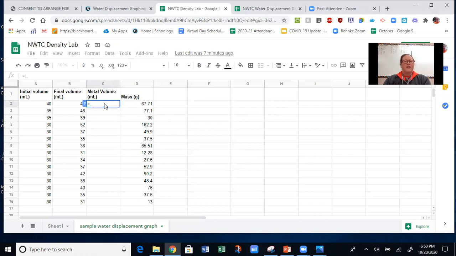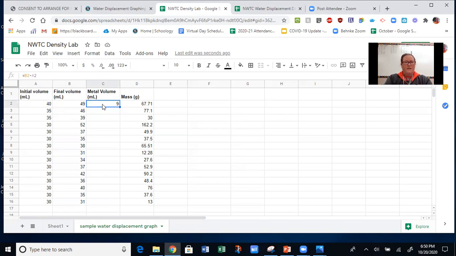So whenever you type in an equal sign, it means that you're going to tell the spreadsheet to perform a specific operation. Now, what I want to do is take the contents of the final volume and subtract it from the initial volume. And when I hit enter, you'll see that the number shows up there.